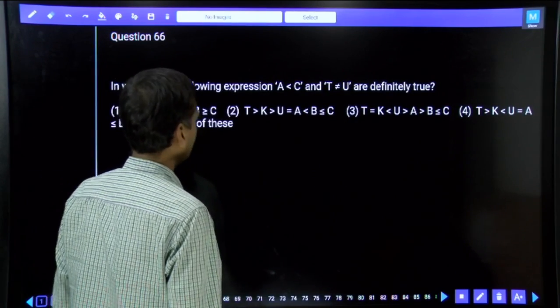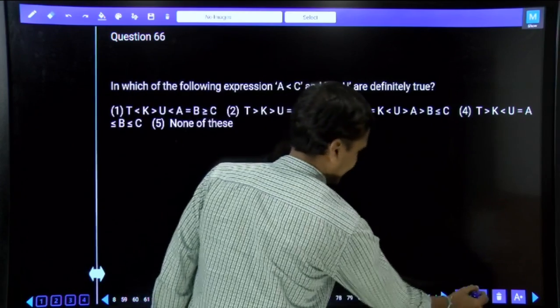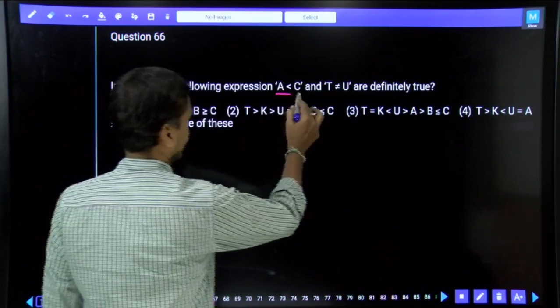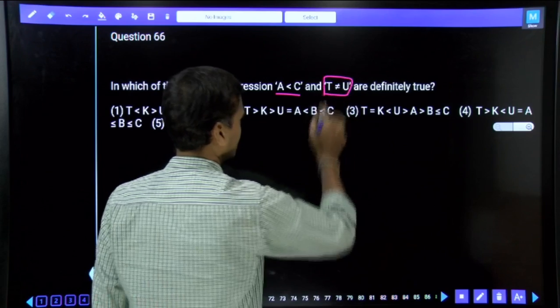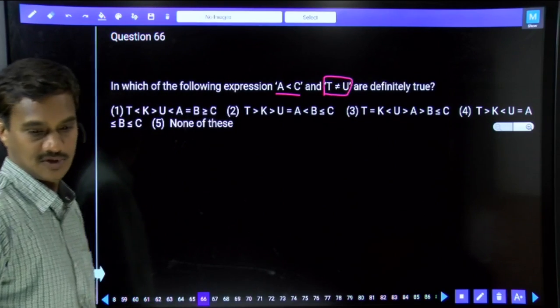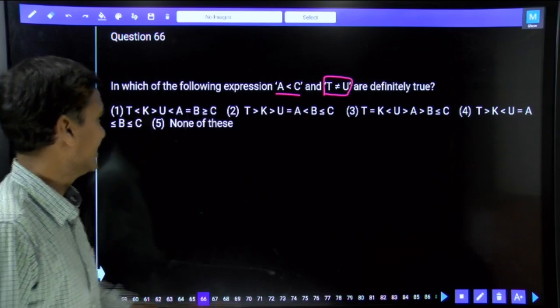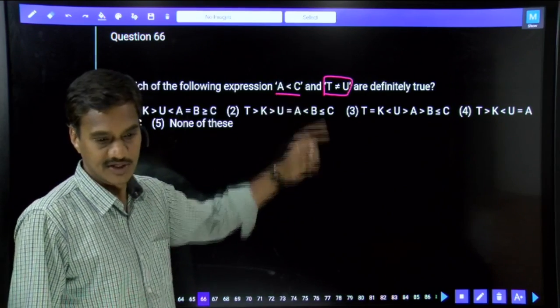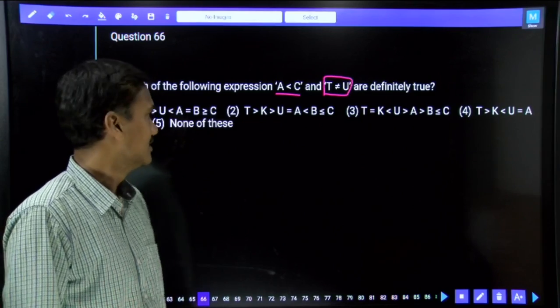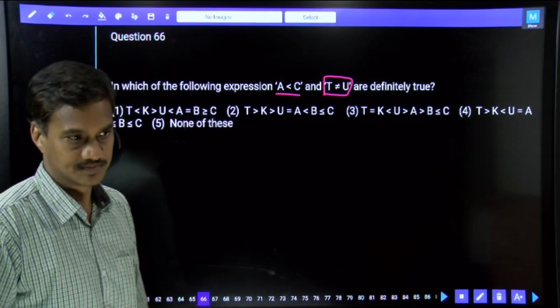Now, in which of the following expressions are A lesser than C and at the same time T not equals to U definitely true? Now, two must be true. What are those two that are to be true? A lesser than C must be true. At the same time, T not equals to U must be true.